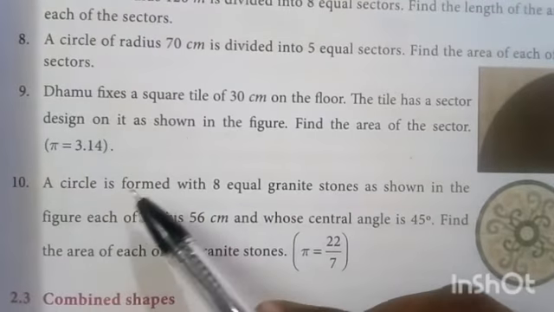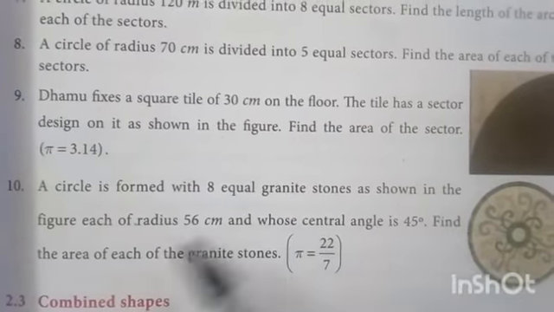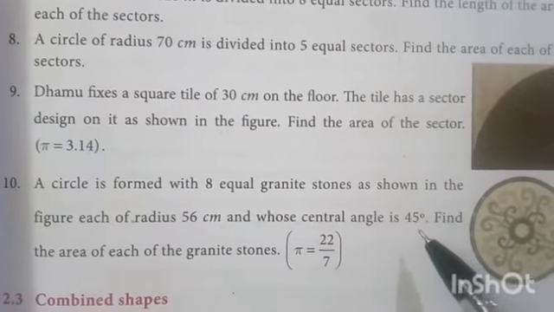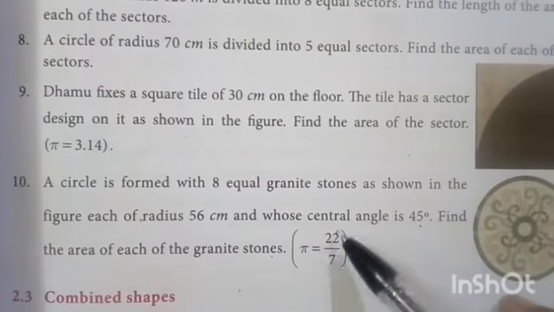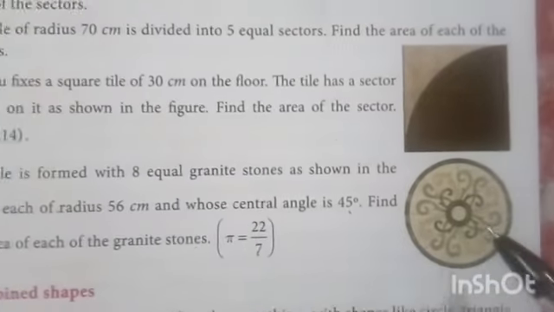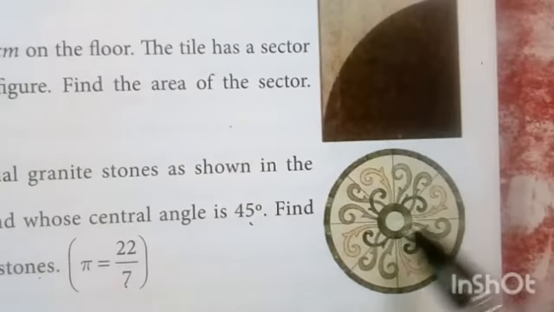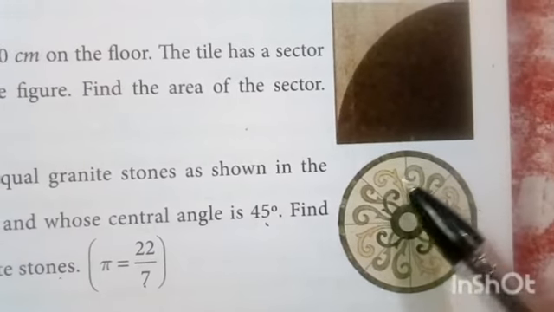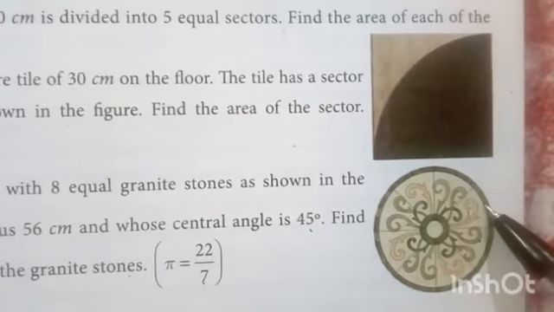For the 10th question, a circle is formed with 8 equal granite stones as shown in the figure, each of radius 56 centimeter and whose central angle is 45 degree. Find the area of each granite stone. The pi value is 22 by 7. Now observe this picture closely. It is equally divided into 8 parts: 1, 2, 3, 4, 5, 6, 7, 8. So n equal to 8.